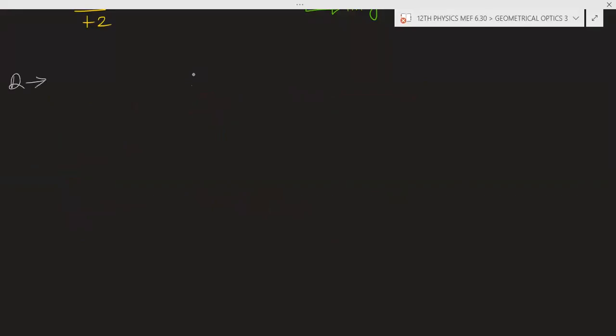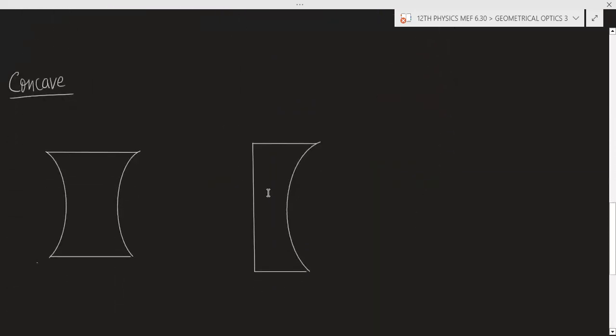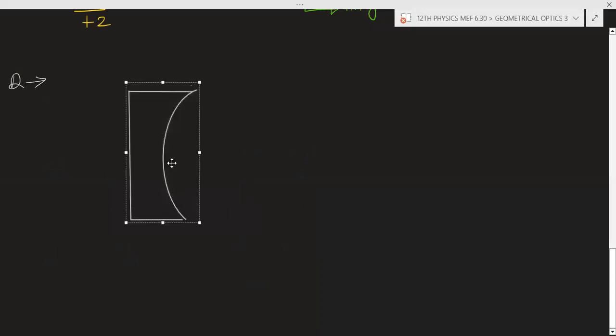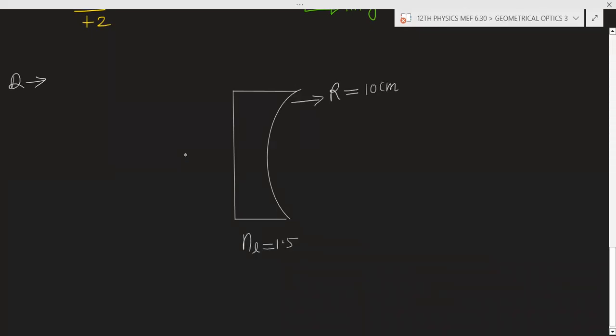The question is, this type of lens is given. Plano concave lens. This surface has a radius of curvature of 10 centimeter, and the refractive index of the lens is 1.5. You have to find the focal length of this lens.